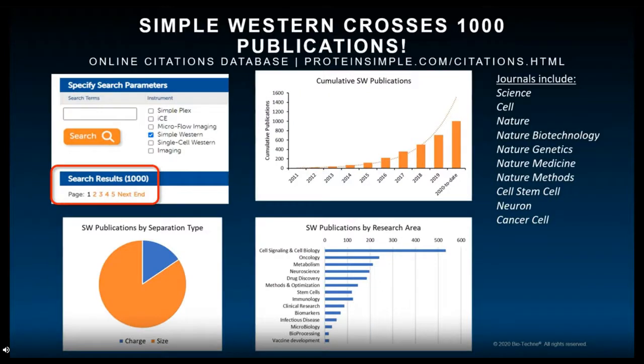All right, one last slide. I just wanted to quickly call out a milestone that we at ProteinSimple are really proud of. Simple Western has just crossed the 1,000 publication threshold. And we're well represented, as you can see on the right here, in some really high impact journals. So it's just really great to see how well adopted Simple Western has become over the last few years.